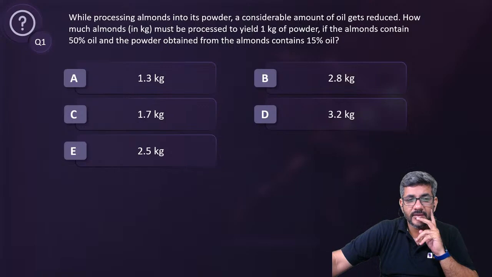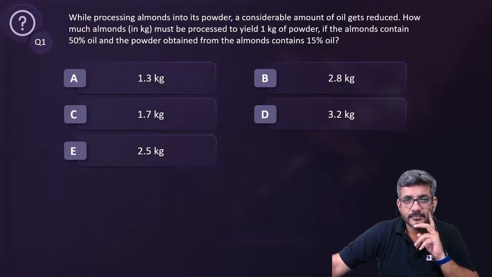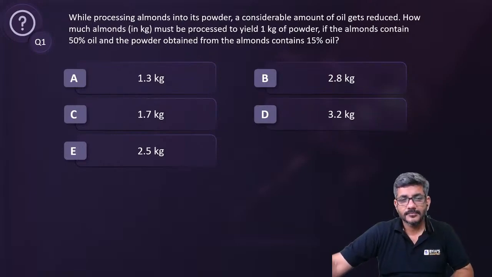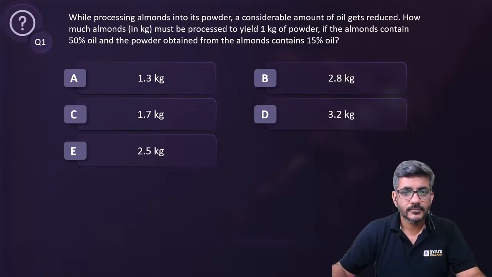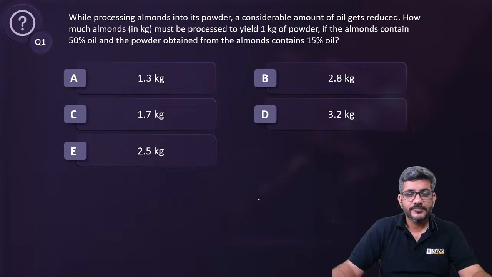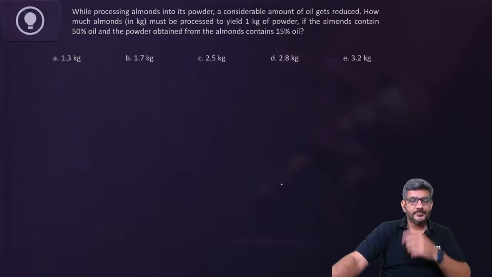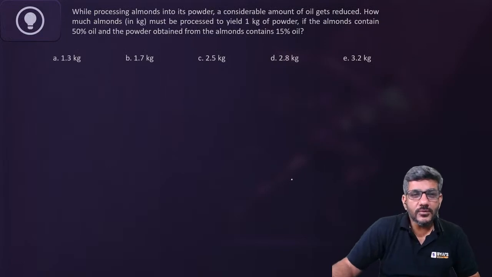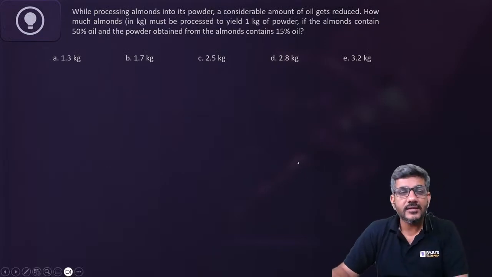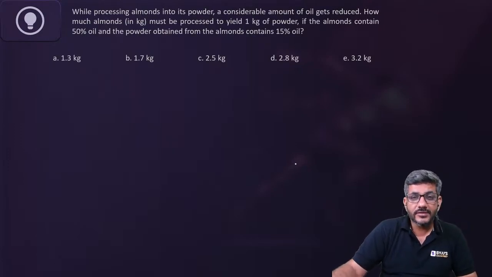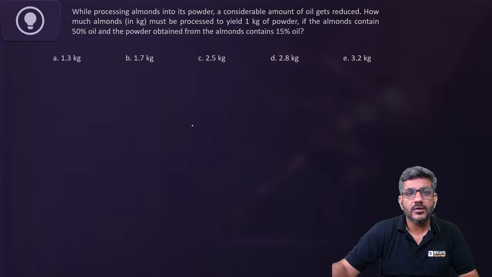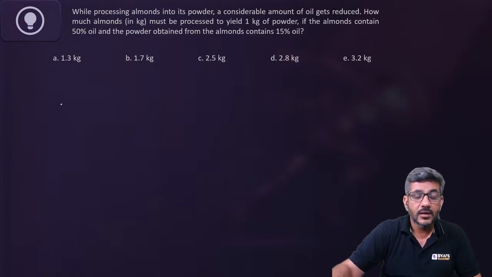Any answer from anyone? Let us start discussing now. While processing almonds into its powder, a considerable amount of oil gets reduced. How much almonds must be processed to yield 1 kg of powder if the almonds contain 50% oil and powder obtained from the almonds contain 15% oil? How do you do these questions?